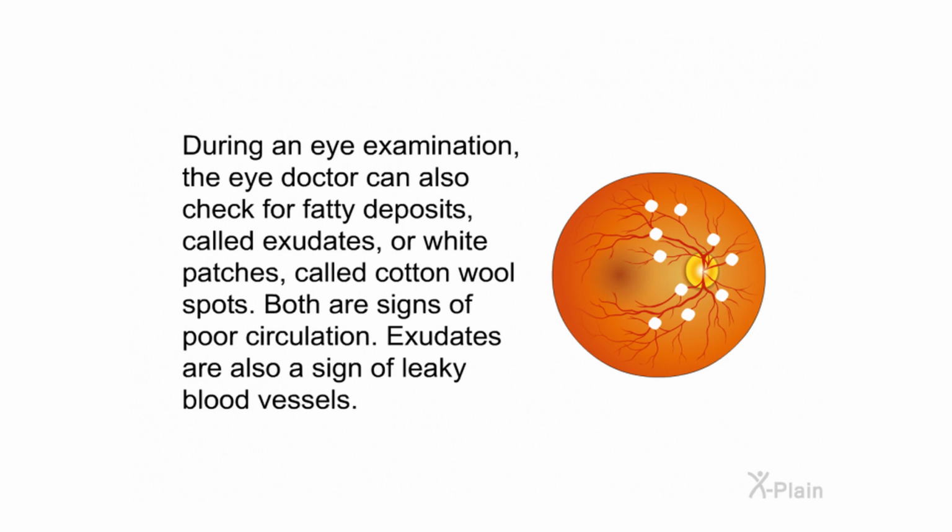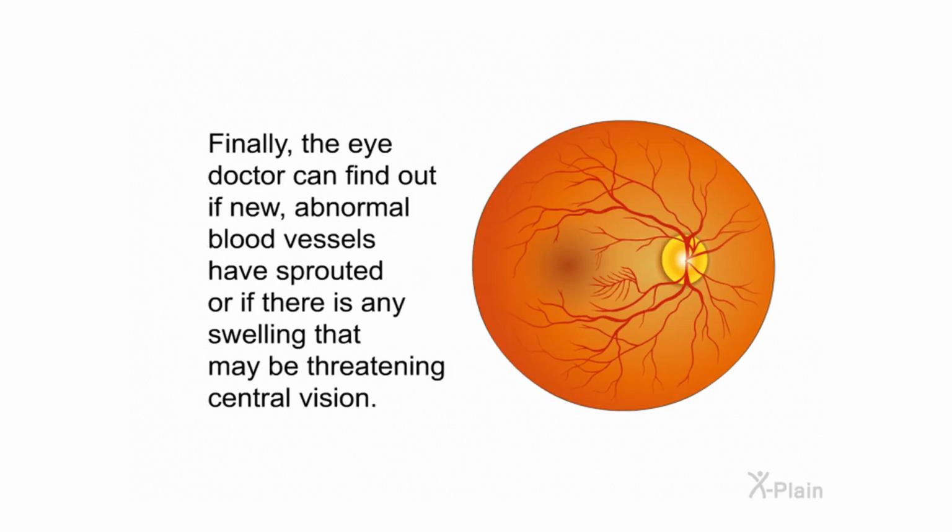During an eye examination, the eye doctor can also check for fatty deposits called exudates or white patches called cotton wool spots. Both are signs of poor circulation. Exudates are also a sign of leaky blood vessels. Finally, the eye doctor can find out if new, abnormal blood vessels have sprouted or if there is any swelling that may be threatening central vision.